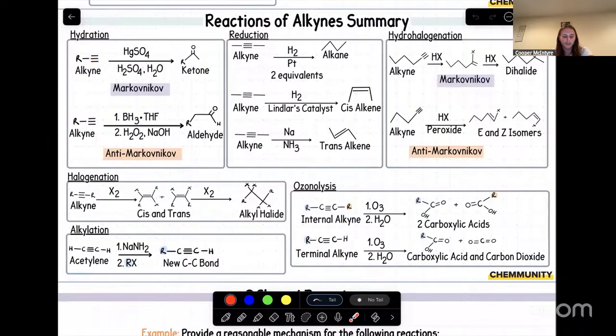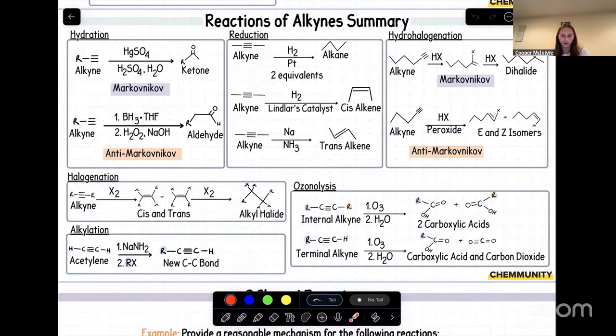And in terms of a Markovnikov addition, if we're looking at a hydration reaction, we can see that our carbonyl, our ketone, was added to that secondary carbon right here, that more substituted one. And then if we're looking at an anti-Markovnikov reaction, we can see that our carbonyl was added to that terminal carbon. So yet again, that's just showcasing, are we adding to a more substituted carbon or are we adding to a less substituted carbon?